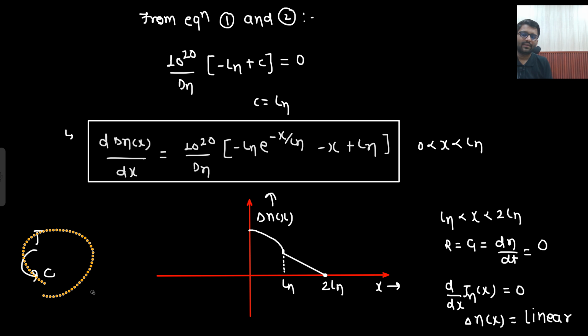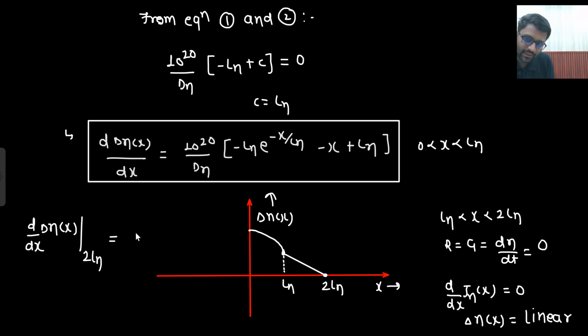Now just let me know one very simple thing. Whatever slope you get at 2 ln, the same slope you will get at ln as well. Say yes or no. If I need to find the value of d by dx delta nx at 2 ln, that would be equal to d by dx delta nx at ln as well, because the linear graph is there, no? Can I find the value of d by dx delta nx at ln?